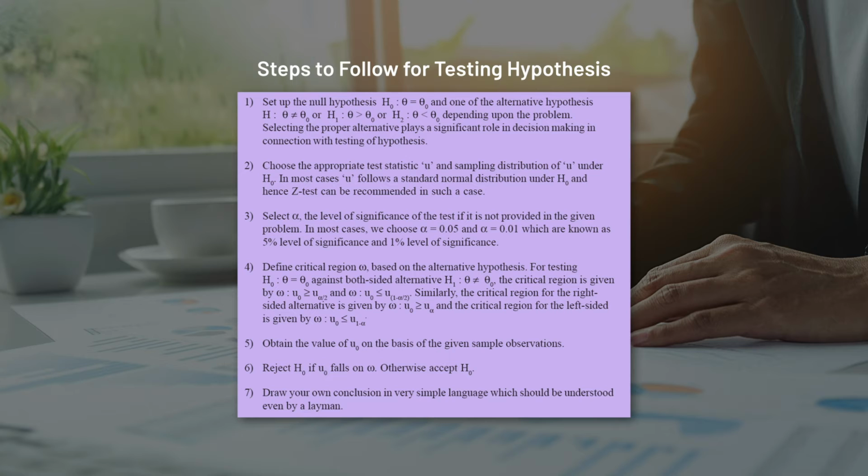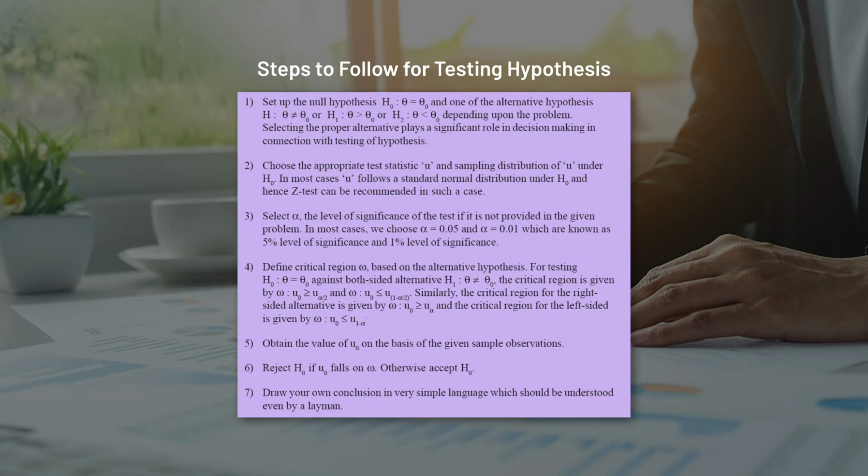And if we talk about step 4, define the critical region based on the alternative hypothesis for testing theta equals theta 0, again both-sided alternative, which is also known as the null hypothesis. And H1, if we are talking about theta unequal to theta 0, the critical region is given by mu 0 greater than or equal to mu alpha by 2 and mu 0 less than or equal to mu 1 minus alpha by 2. Similarly, the critical region for the right-sided alternative is given by mu 0 greater than or equal to mu alpha, and the critical region for the left side is given by mu 0 less than or equal to mu 1 minus alpha.